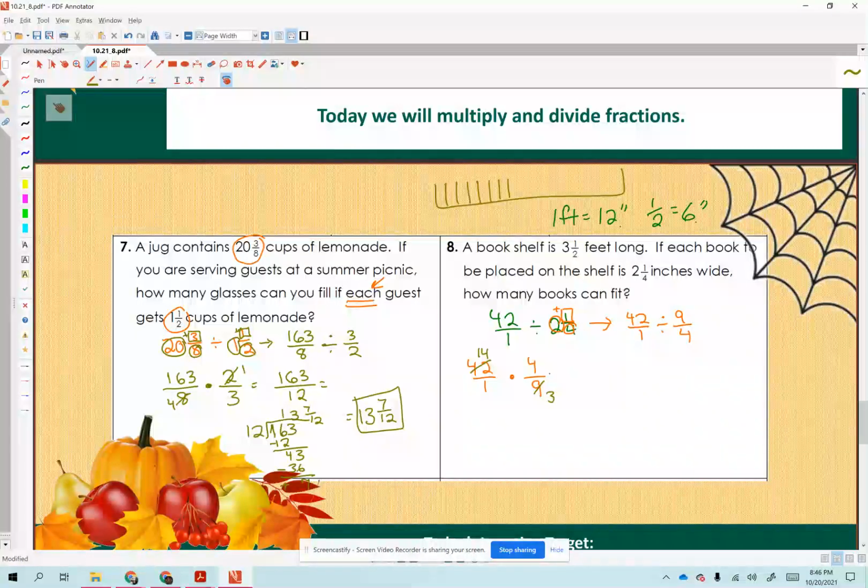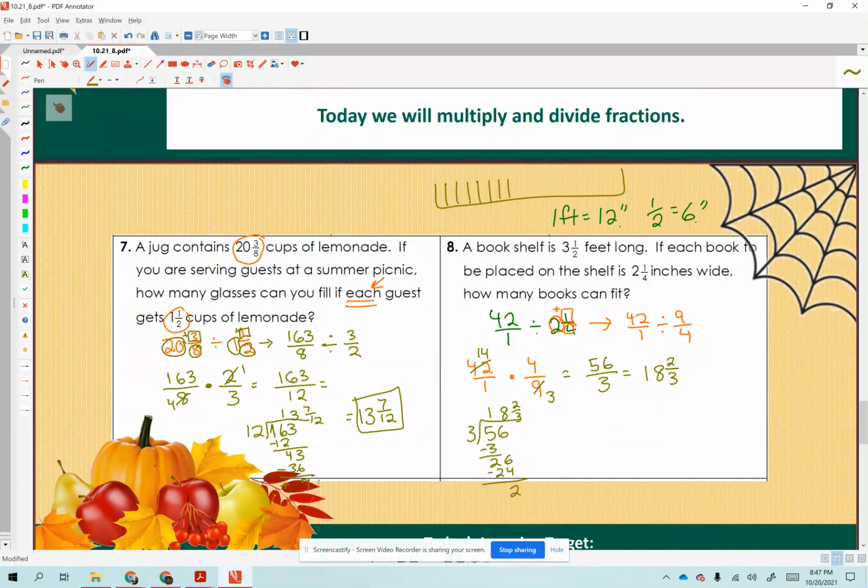So now I have 14 times 4, which is 56. 3 times 1 is 3. And 56, we will divide it by 3. So 1 times 3 is 3. And 3 times 8 is 24. And that gives me 2/3 left over. So it can fit 18 and 2/3 books.